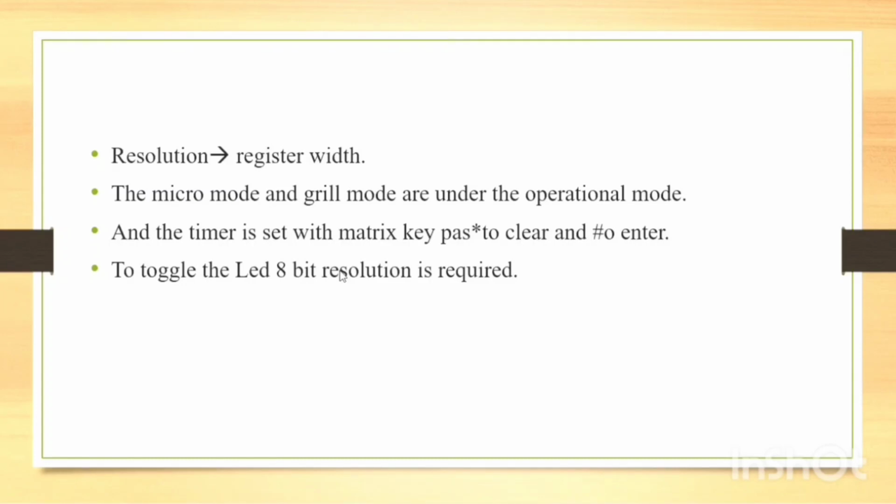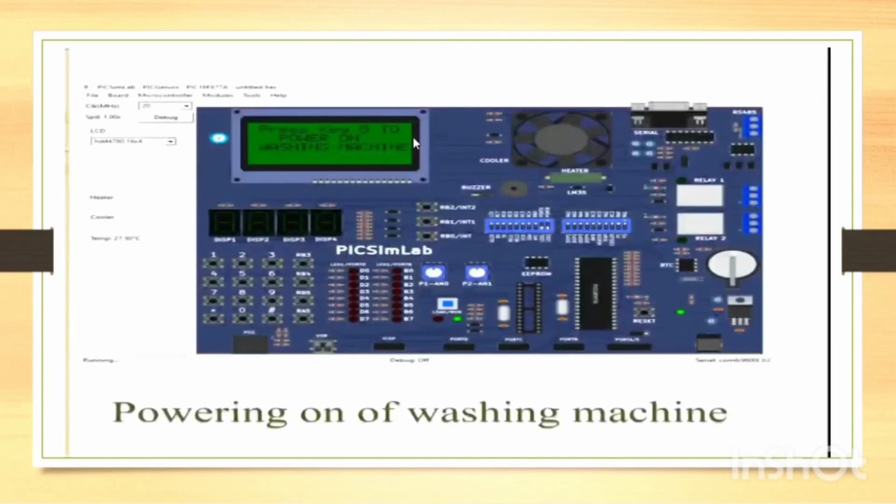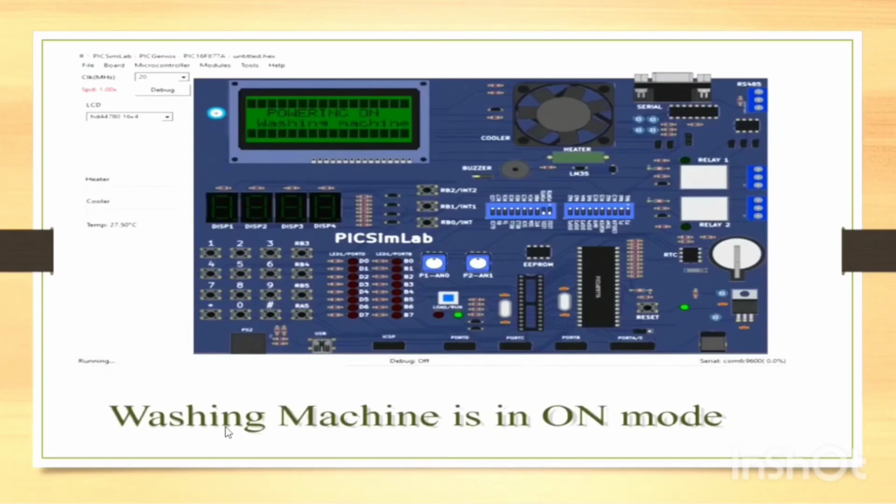Now let's see the washing machine simulation using PiximLab software. Let's get into the washing machine simulation project. Here, when we switch the RB0 switch, the washing machine powers on. After that, if we press the switch, the washing machine turns on.